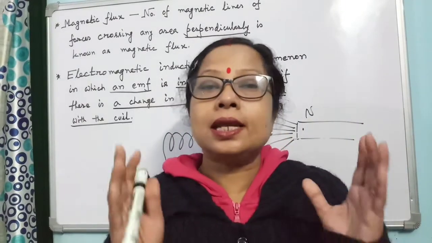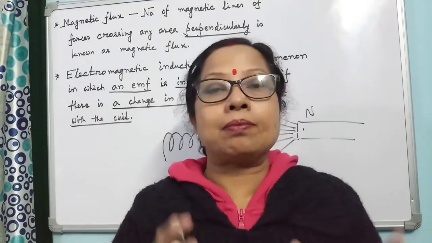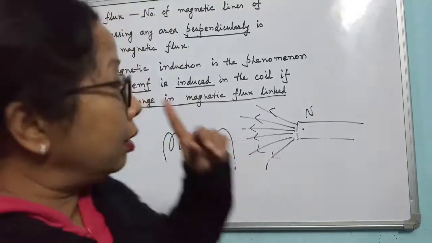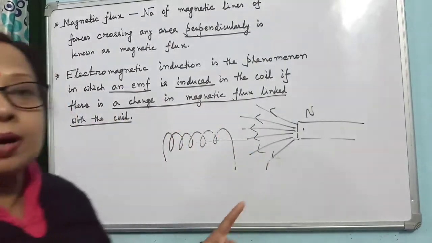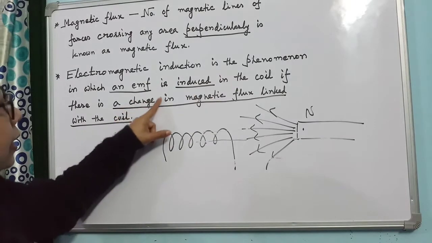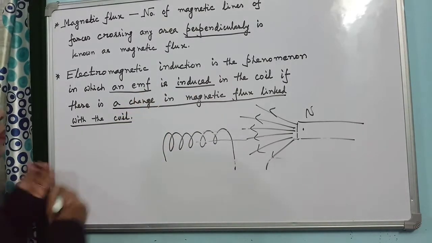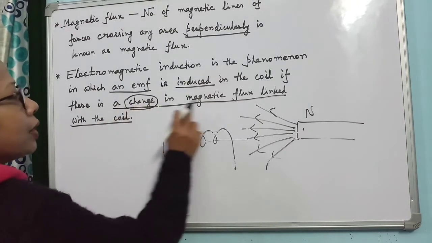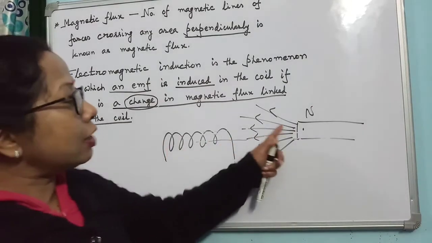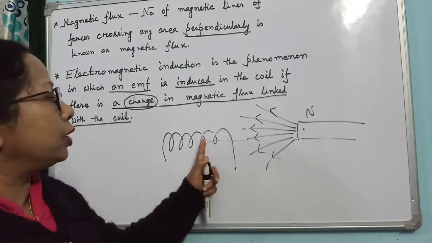Alright, so the definitions of electromagnetic induction and magnetic flux you must learn. Here, just one point you must remember: EMF will be induced when there is a change. This term is very important, change. There should be a change in the magnetic flux linked with the coil. Alright, and when will the magnetic flux change? When there is a relative motion between the North Pole and the coil.